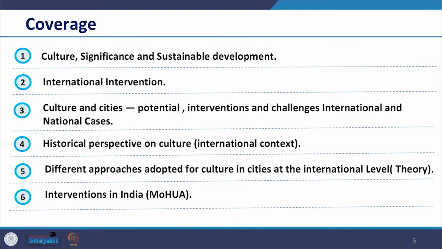planning. Further, we will look at the historical perspective on culture in urban areas. This is mostly in the international context. We will also look at different approaches adopted for culture in cities at the international level. Thereafter, finally, we'll look at interventions in India. Currently, this is limited to the government interventions we'll talk about.